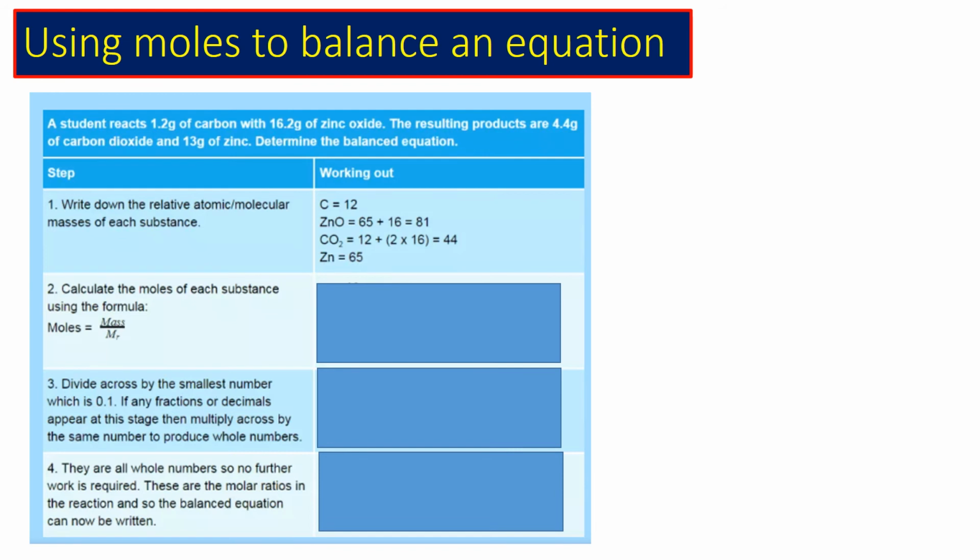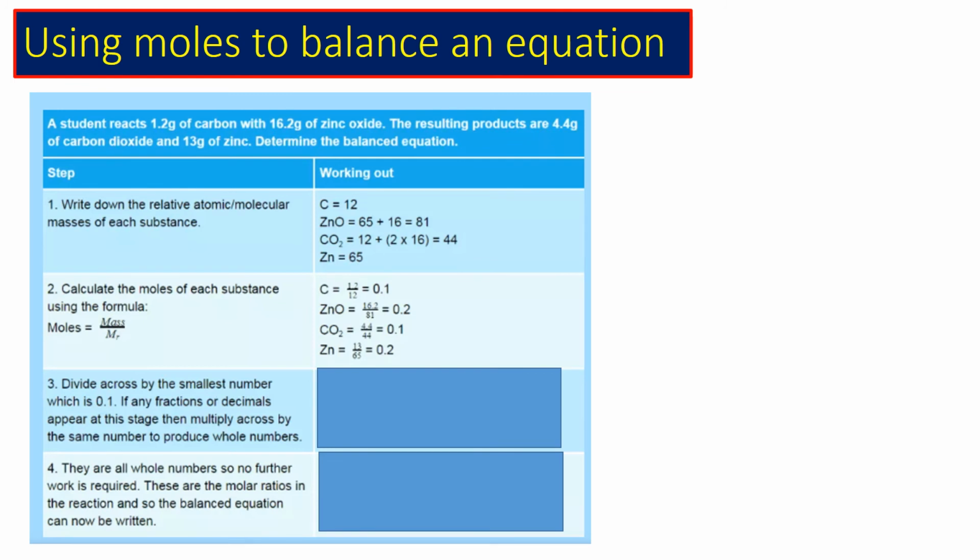Calculate the moles of each substance using the formula moles equals mass divided by Mr. So we're given the masses in the question, we've just worked out the Mr, and we should get these numbers. So carbon is 1.2 divided by 12, which equals 0.1. Zinc oxide is 16.2 grams divided by 81, which equals 0.2. Carbon dioxide equals 4.4 divided by 44, which equals 0.1. And zinc is 13 divided by 65, which is 0.2.